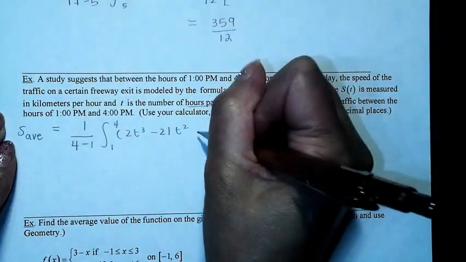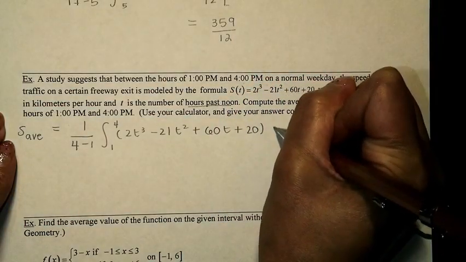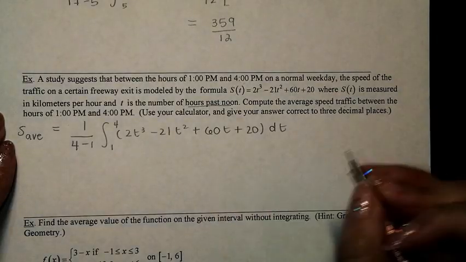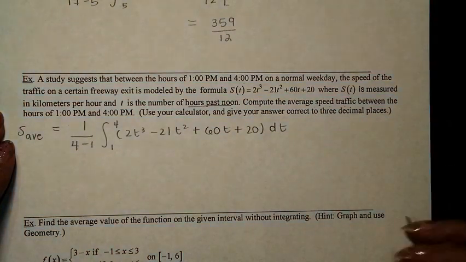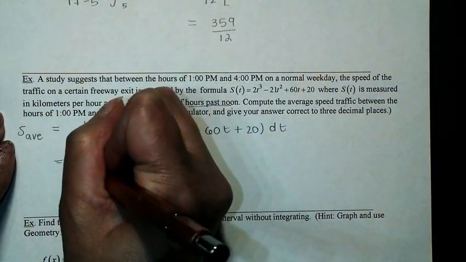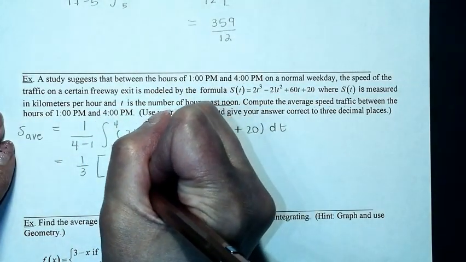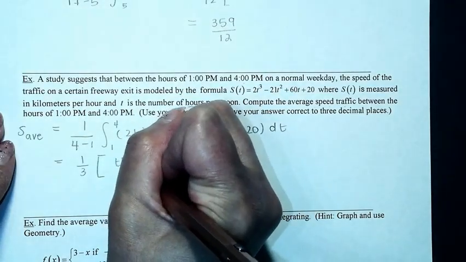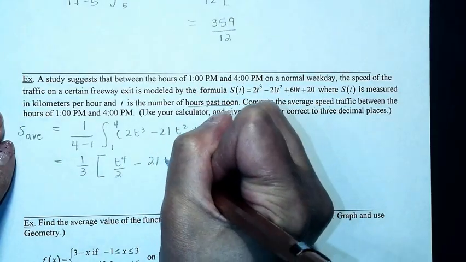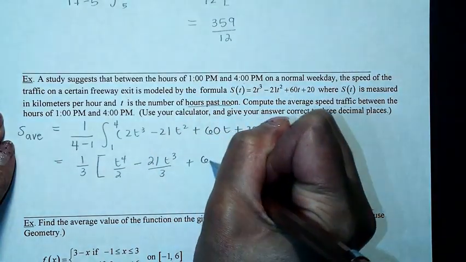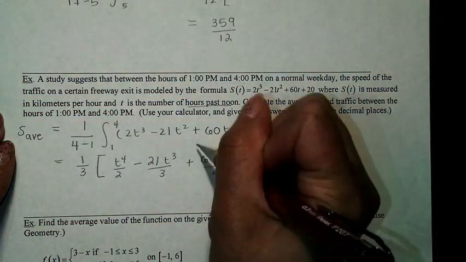So let's practice. Plus 60t, plus 20, integrate dt. So you can integrate that. It's 1 over 3, and then you integrate, which is going to be 2 t to the power of 4 over 4, so that's half t to the 4, minus 21 t to the power 3 divided by 3, plus 60 t squared divided by 2, which you can reduce, and then t from 1 to 4.